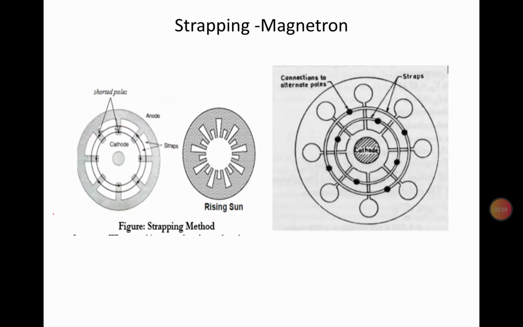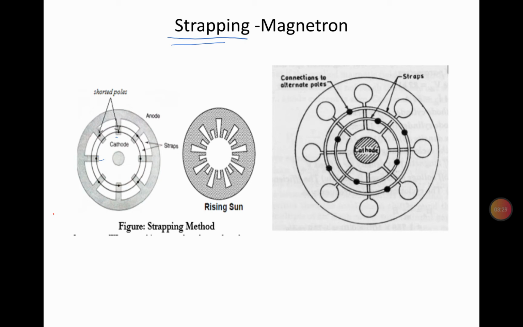Now, since we are talking about pi mode oscillations which resulted in efficient microwave generation, a concept called strapping is done. Now, what is this strapping? You can see straps. Straps means there are 2 rings. You have alternate poles connected here, 4 connected here, and 4 connected like this. So, what is the strapping?